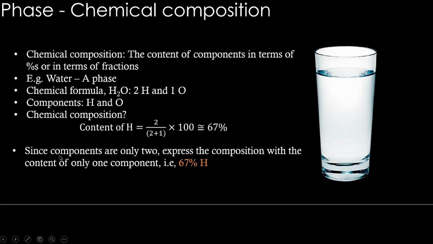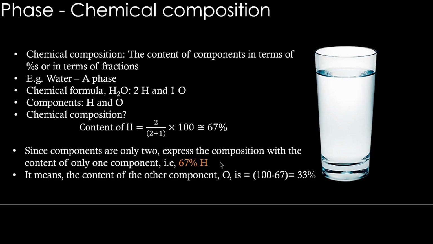More importantly, since components are only 2, we can express the composition with the content of only one component, that is, 67% hydrogen. What do we mean here? We mean that if you express hydrogen content, automatically you are expressing oxygen content also. Because the total is 100, oxygen is automatically 33. So the content of the other component, oxygen, is 100 minus 67, which is 33%. If the components are 2, we use only one element's composition to express the entire material's composition. So if there are n components, we have to express the composition of n minus 1 components.